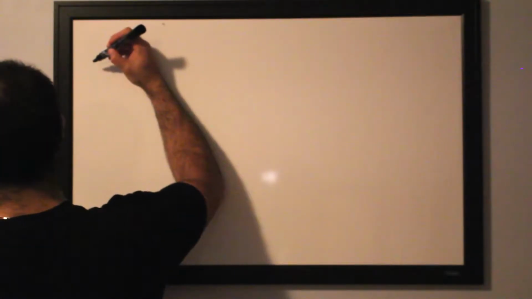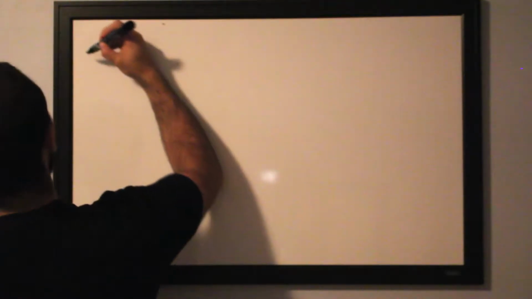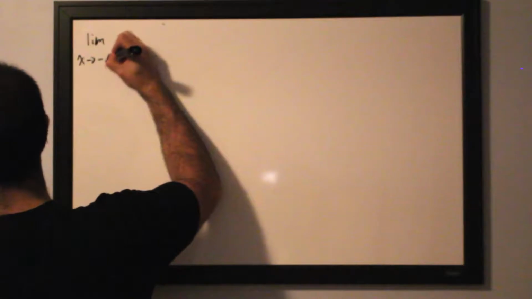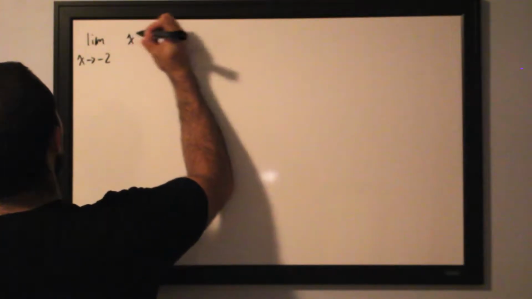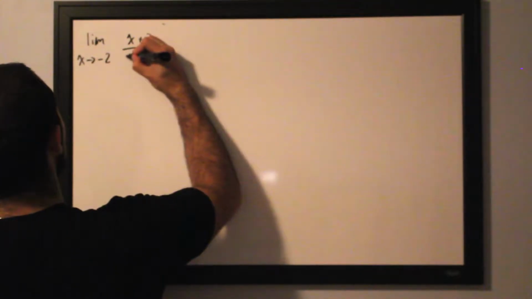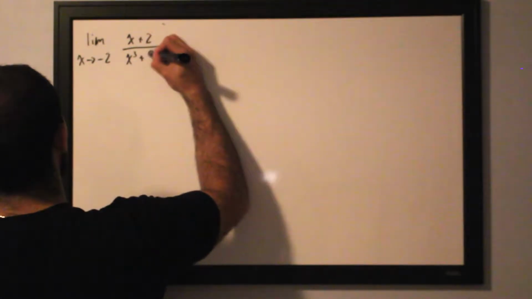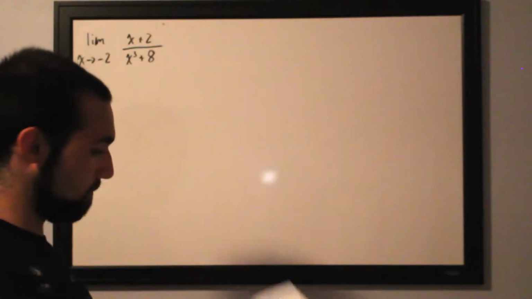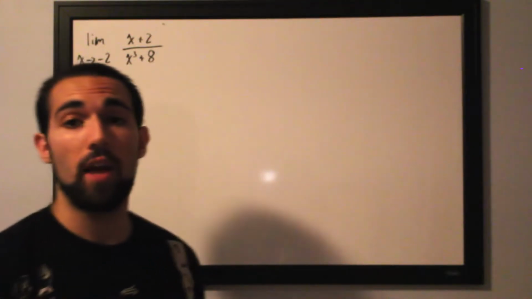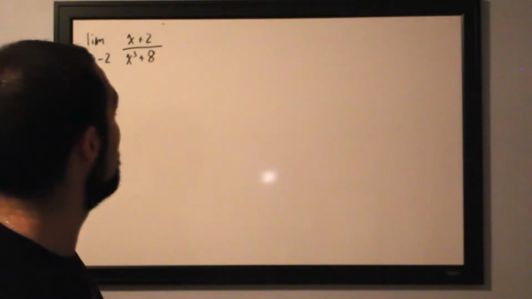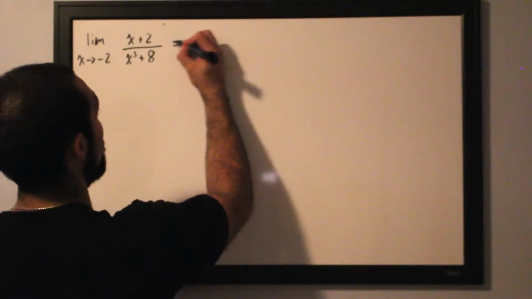So the next function that we're going to be evaluating the limit of is going to be: take the limit as x approaches -2 for x plus 2 over x cubed plus 8. So what we're going to be doing in this one is a little bit of cubic factoring, but before we do that, let's try plugging in -2, see if everything works out, or if we're going to need to work on it.